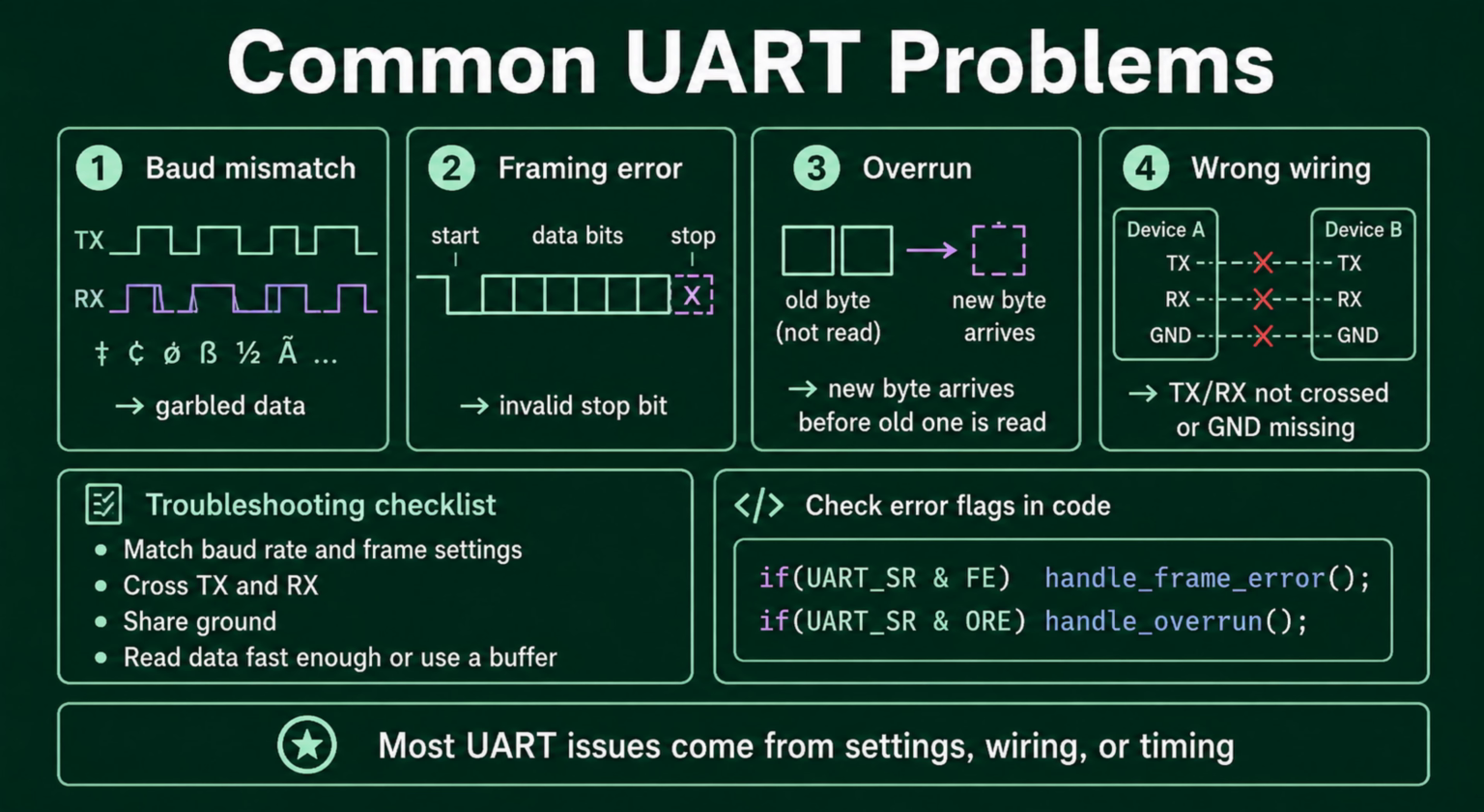Incorrect wiring is also common. TX must connect to RX, RX must connect to TX, and both devices require a shared ground. To troubleshoot UART, verify the baud rate, data bits, parity, stop bits, voltage levels, and physical connections. For continuous reception, use interrupts together with a circular buffer.